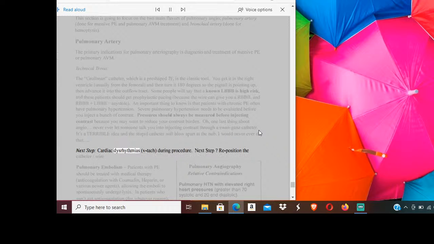Next step, cardiac dysrhythmias, VTACH during procedure. Next step, reposition the catheter or wire.